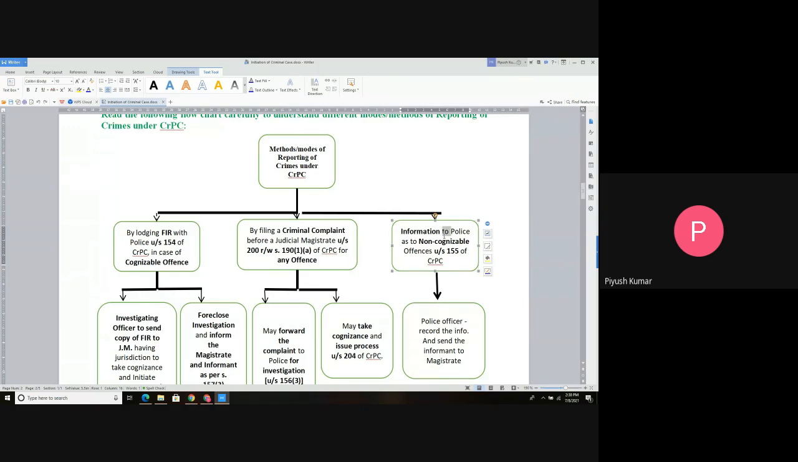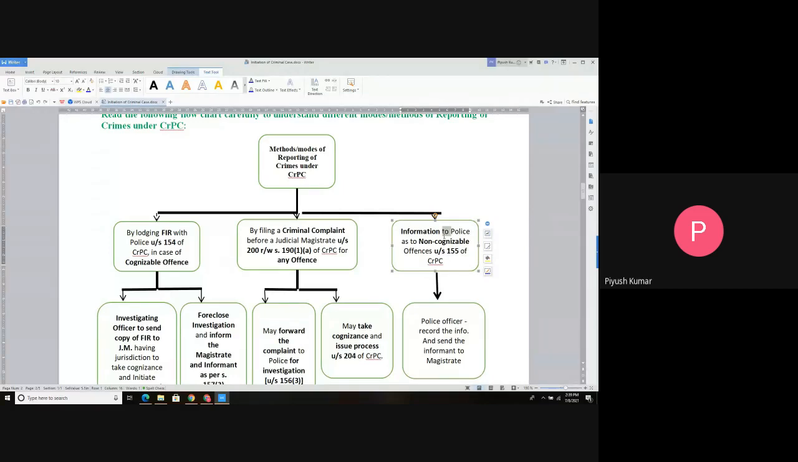The second mode of reporting the crime is by filing a criminal complaint before the Ilaka judicial magistrate. I'll use the word Ilaka because that would excite more interest in you, because it's a Hindi word, and I think students whose mother tongue is Hindi would associate more with it. Ilaka is nothing but, in law, the jurisdictional magistrate, who has jurisdiction over the place where the crime has been committed.